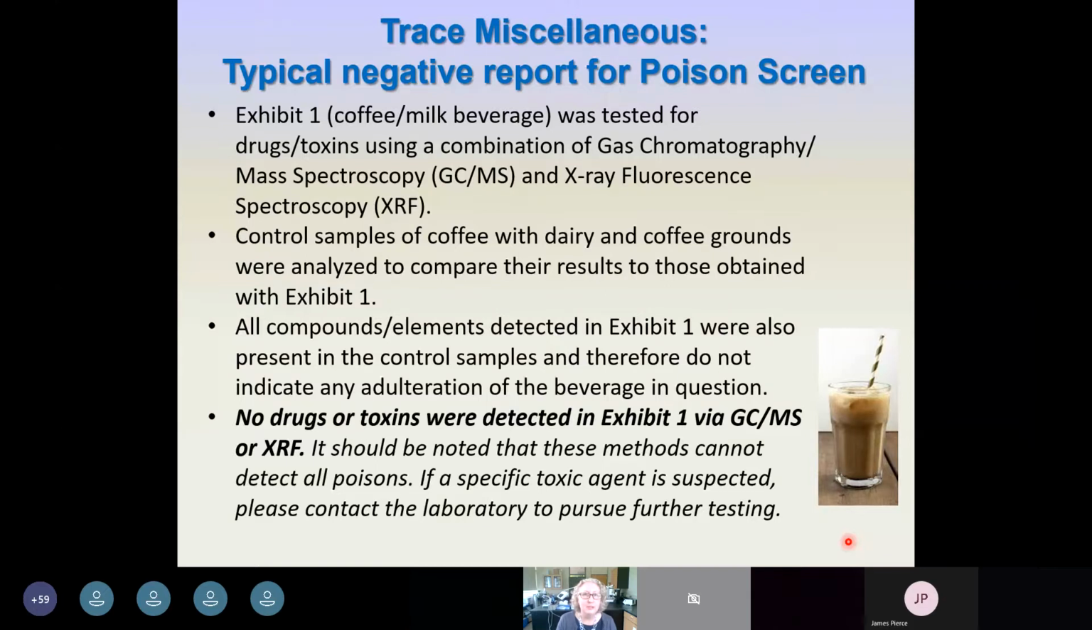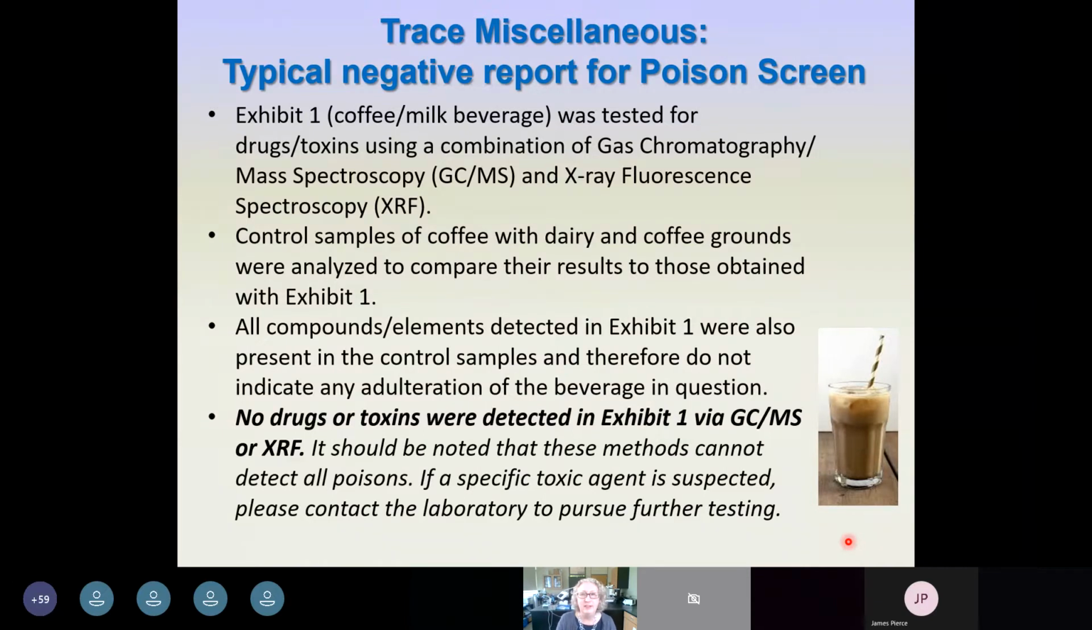So the report might describe that we tested this exhibit using these types of instruments. And we also ran some controls. So in this case, this was a case of mine. I just made some coffee and added some creamer and things to make it resemble my best guess as to what the sample started as.